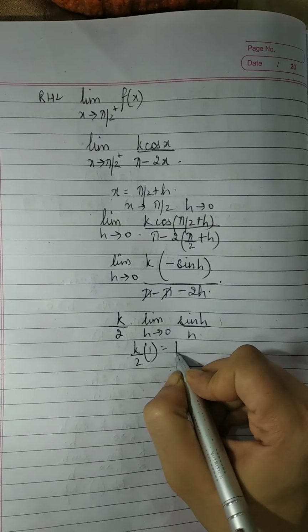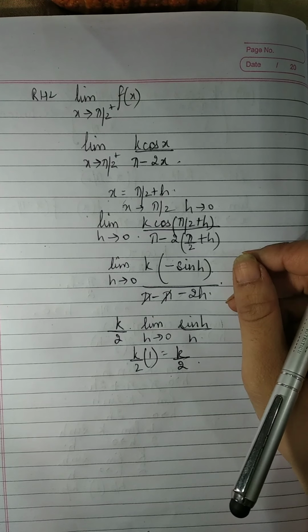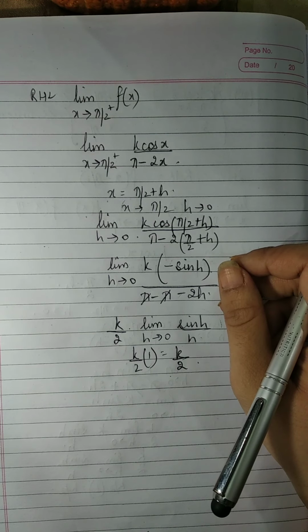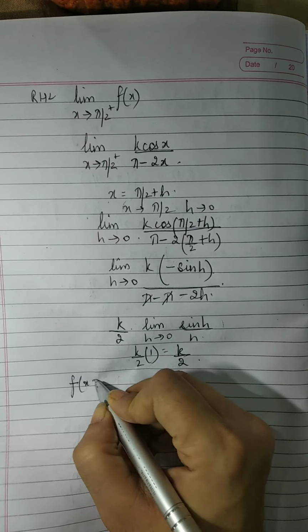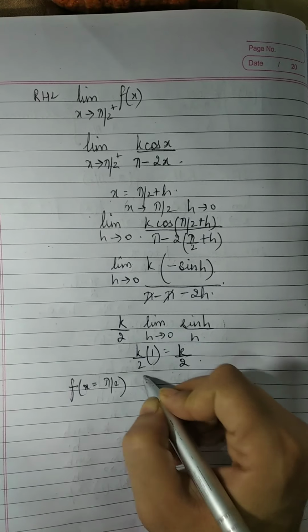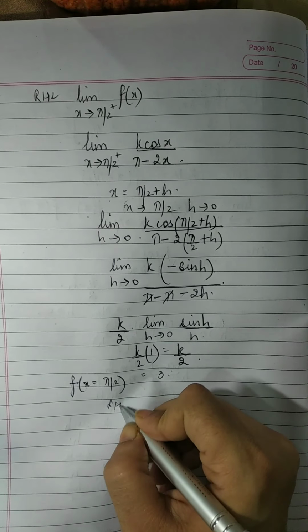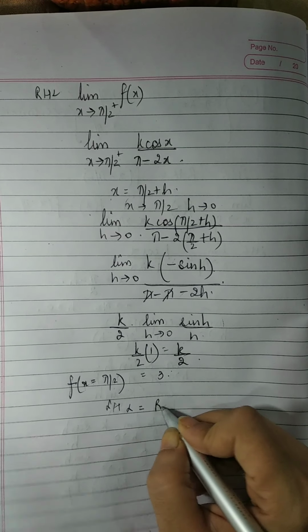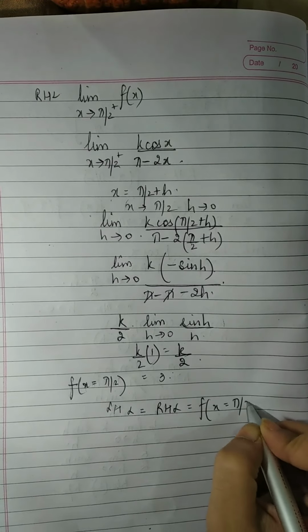So we have our right hand limit as k by 2, and we already know that the function is continuous, so it has to be that the left hand limit will be equal to the right hand limit. Likewise, the value of the function at x equal to pi by 2 is given to us as 3. Going by the condition, left hand limit is equal to right hand limit is equal to the value of the function at x equal to pi by 2.